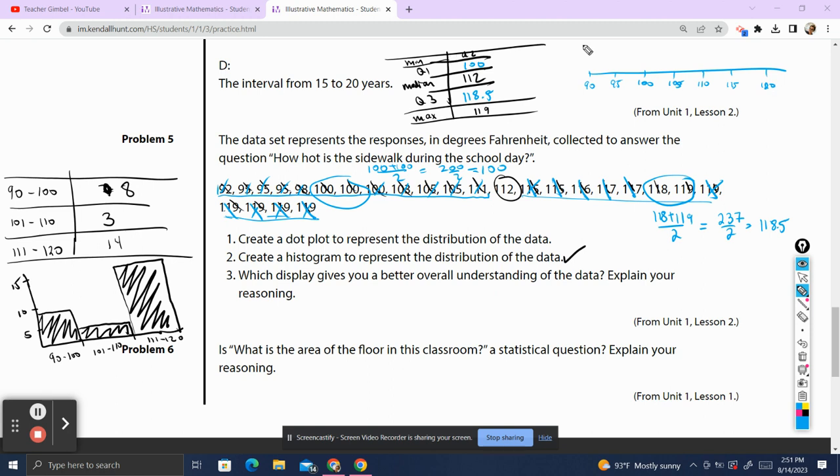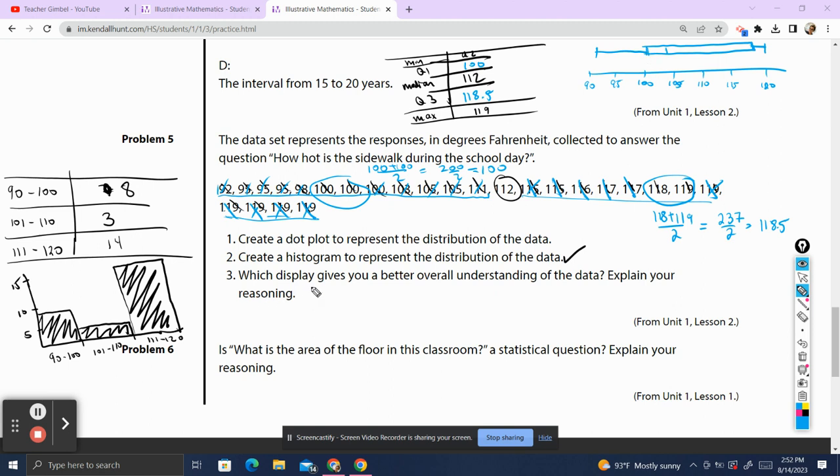And then I'm going to make a line for my min, 92, a line for my max, 119, a line for my Q1, 100, a line for my median, 112, and a line for my Q3, which is 118.5. I'm going to go over here. I'm going to connect the 3 middle dots and then draw my whiskers.